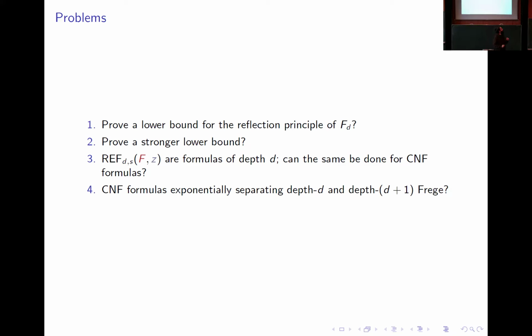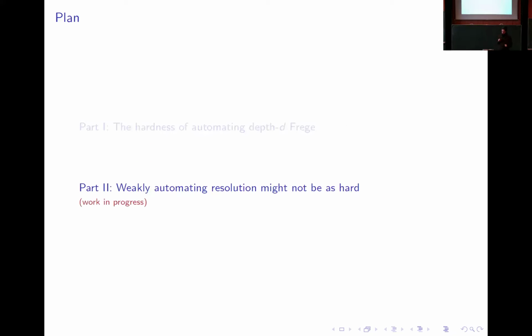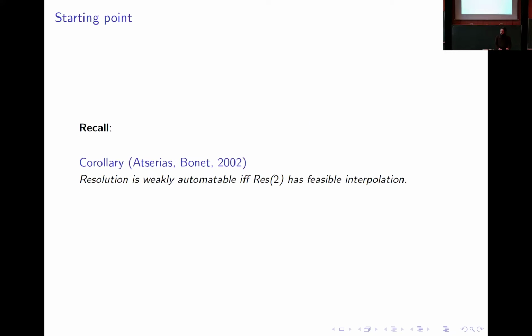Okay, so I'm doing well on time. On to the second part. Recall that the problem of whether resolution is weakly automatable is the same as the problem of whether res2 has feasible interpolation. Before telling you why feasible interpolation seems to fail for res2, let me talk about the cases for which it works.